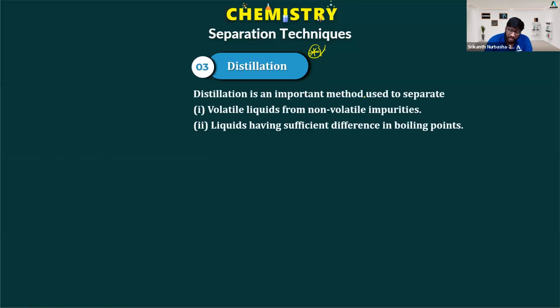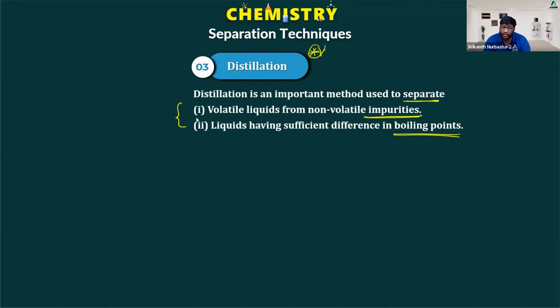So then comes distillation, the next technique. Distillation means what? Distillation you have to use when there is a difference in the boiling points. Distillation is actually classified into 4 types: simple distillation, fractional distillation, distillation under reduced pressure, and steam distillation. Distillation is an important method used to separate volatile liquids from non-volatile impurities, and liquids having sufficient difference in boiling point. These are the conditions.